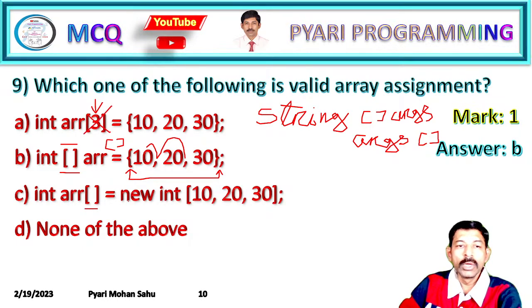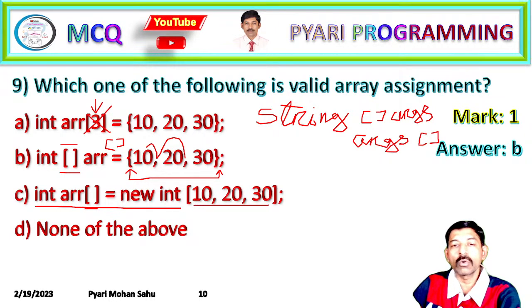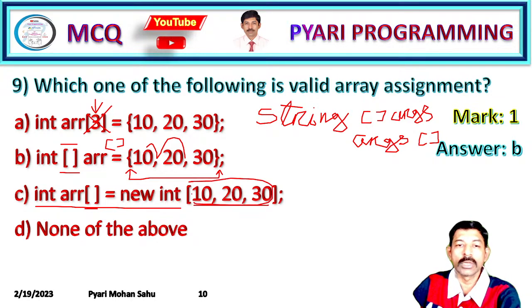Now here, new int, no doubt it is a correct mechanism of creating an array. But while creating an array, I have to give one size, either 10 or 20 or 30. We cannot give more than one size. Because of that reason, it is wrong.